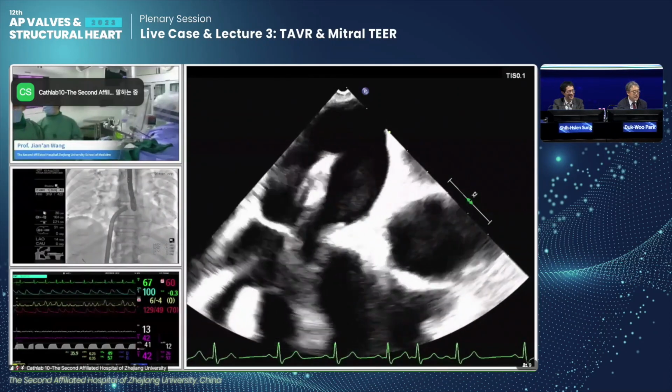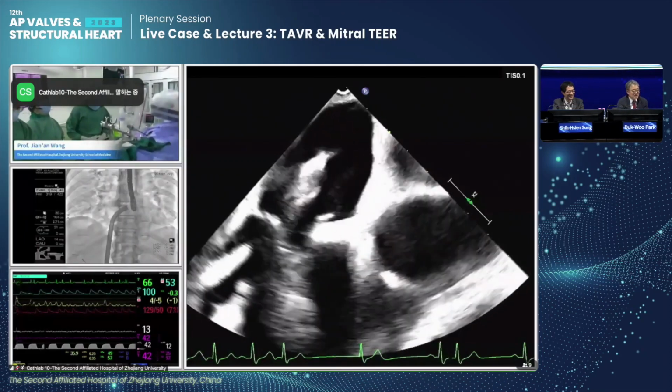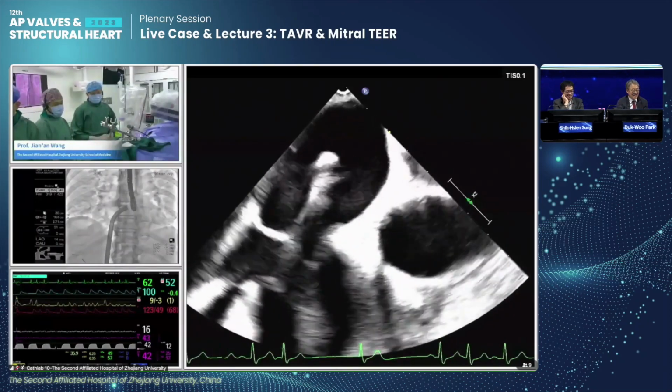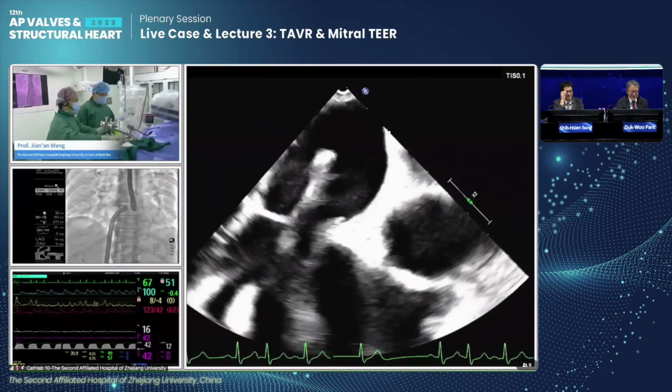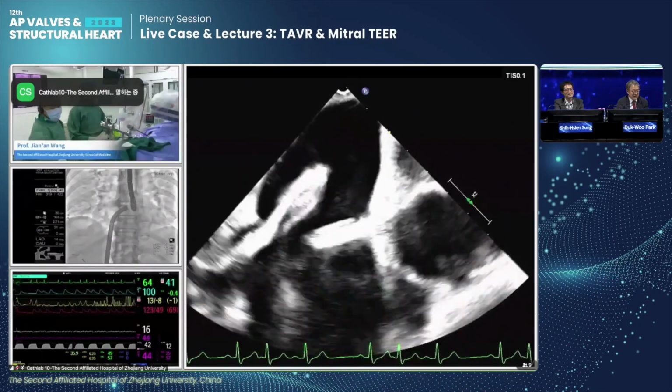Right here, right now. Welcome to the second case in the other cath lab. We are going to do a lab demo about the mitral edge-to-edge repair.